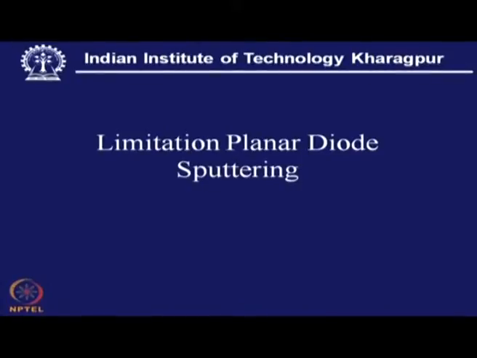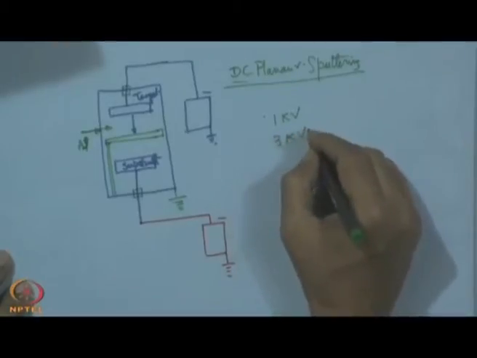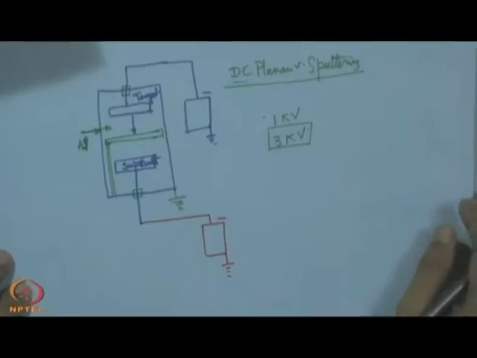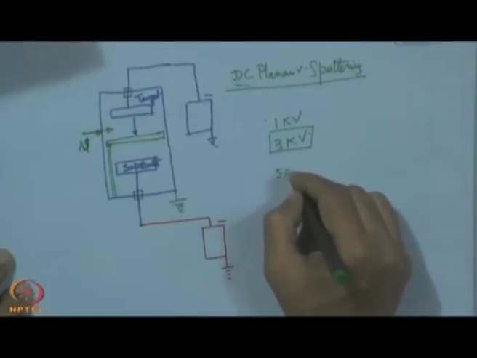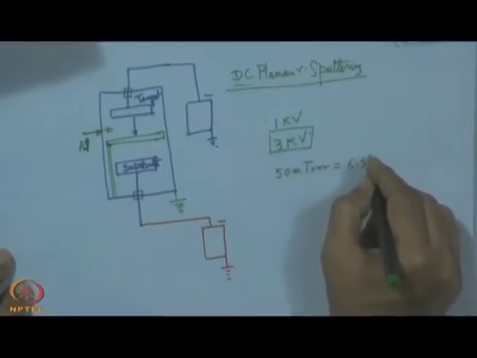Now, what are the limitations of planar diode sputtering? Why should one at all go for magnetron sputtering? Number one is that to initiate this discharge we require a very high voltage, in the order of a few kilovolts, reasonably say 3 kilovolts. So, 3000 volts is necessary, and then the argon pressure may be 50 millitorr, which is equivalent to 6.5 Pascal.